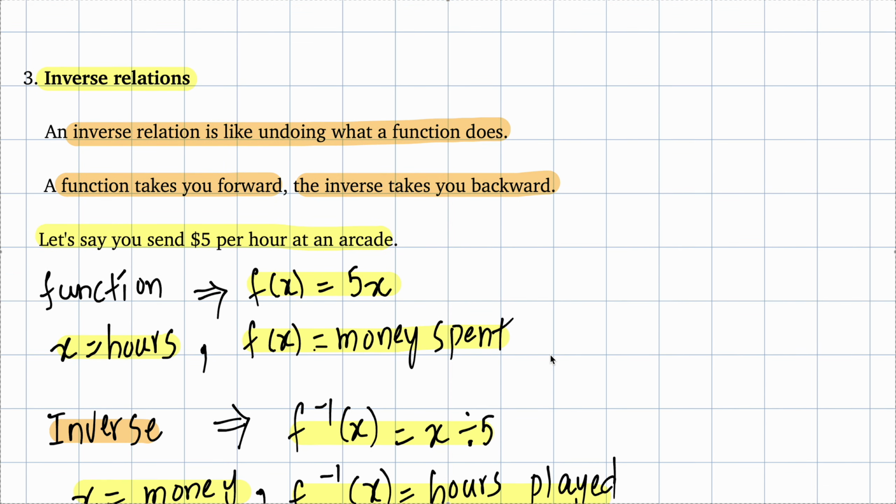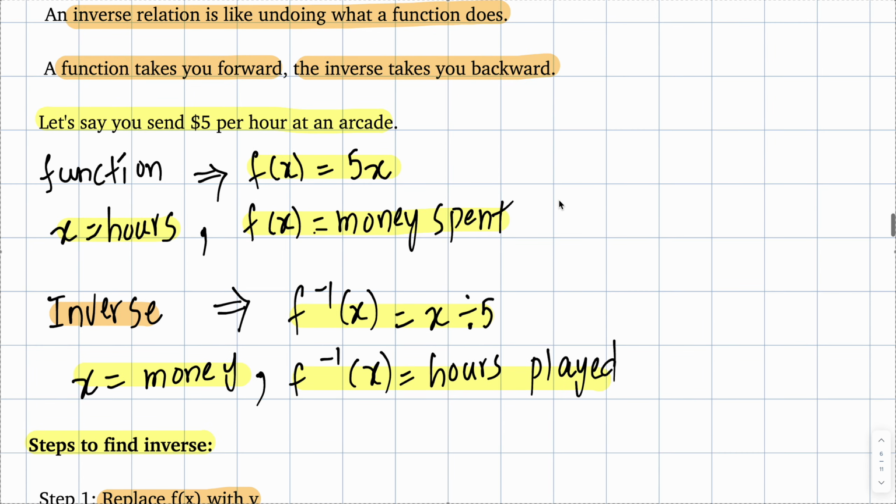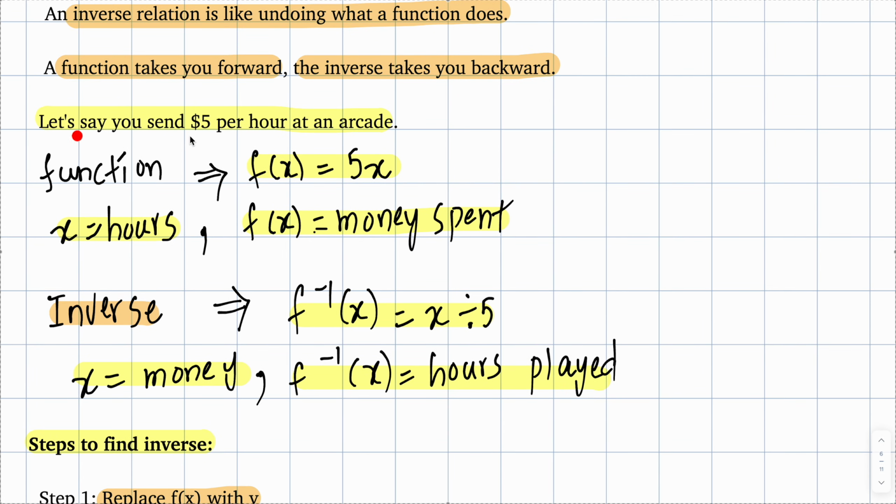Let's talk about inverse relations. An inverse relation is like undoing what a function does. If a function takes you forward, the inverse takes you backwards. Let's look at a real world example. Let's say you spend $5 per hour at an arcade.